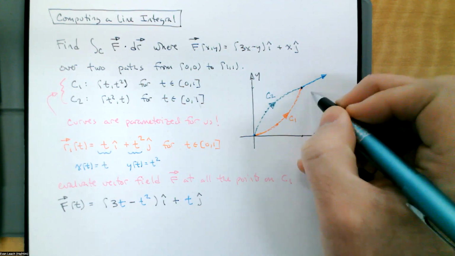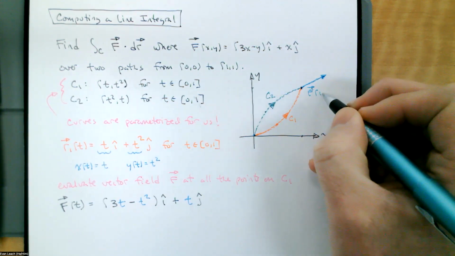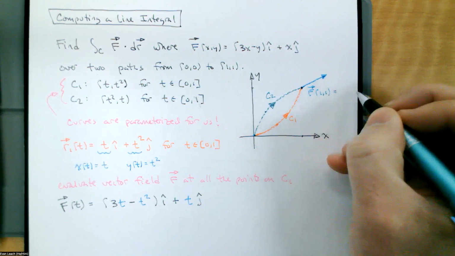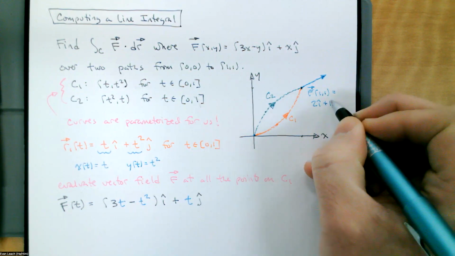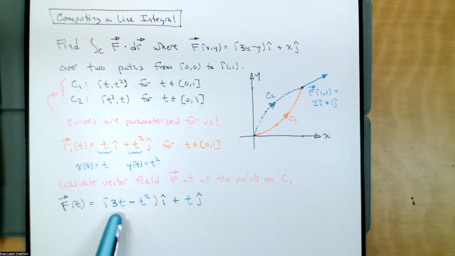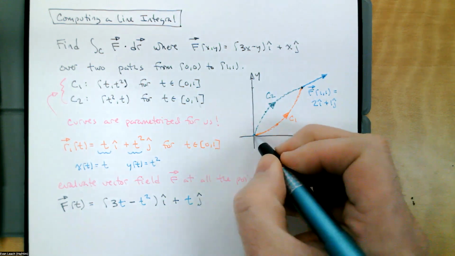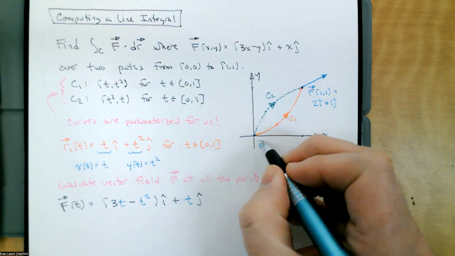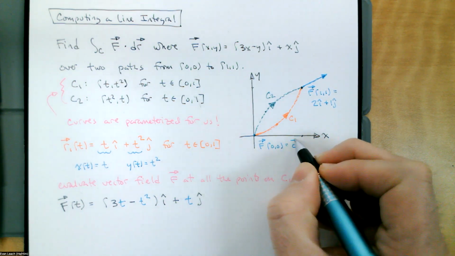This is the vector field at the point 1, 1. Note that if I plug 0 in for t, I get 3 times 0 minus 0 squared, which is 0i plus 0j. And that's what's going on here. The vector field at the point 0, 0 is the 0 vector.